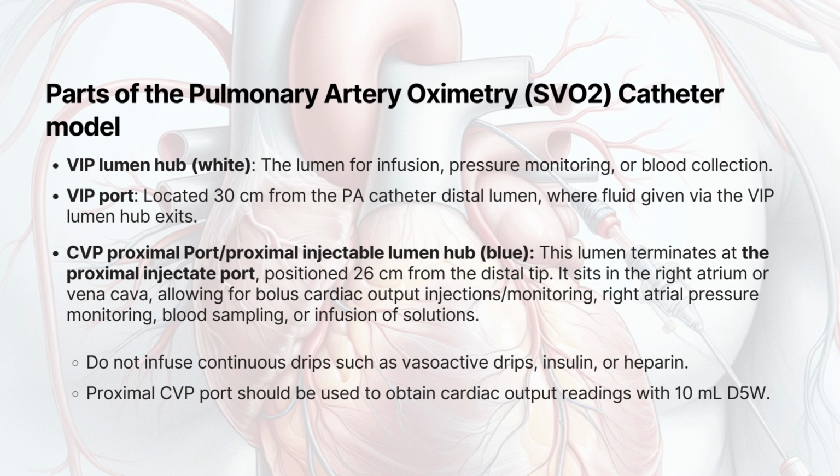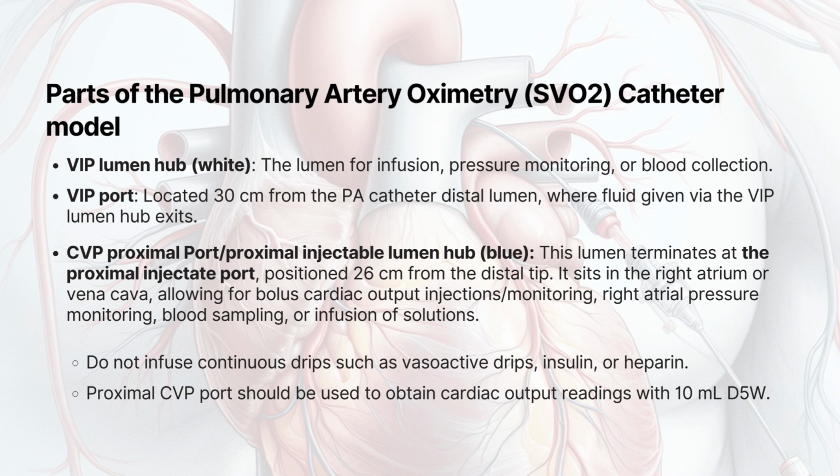The VIP port, located 30 centimeters from the PA catheter distal lumen, is where fluid given via the VIP lumen hub exits. CVP proximal port, also called proximal injectable lumen hub, blue. This lumen terminates at the proximal injectate port, positioned 26 centimeters from the distal tip.